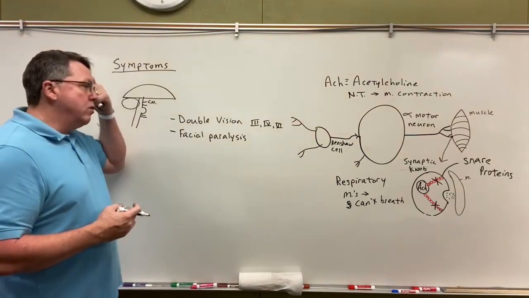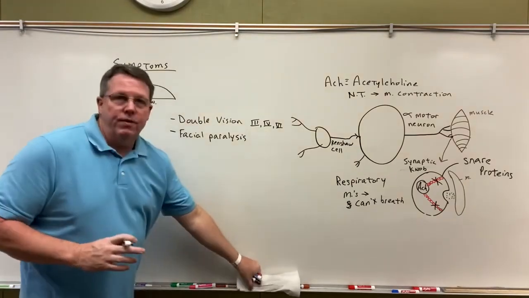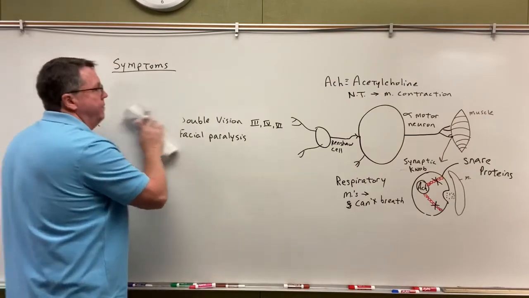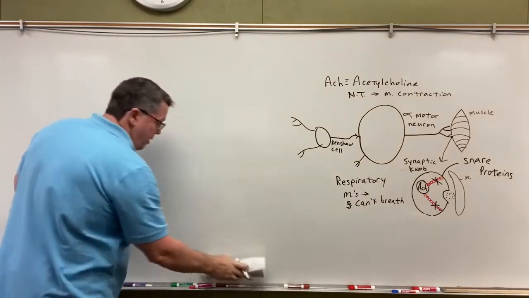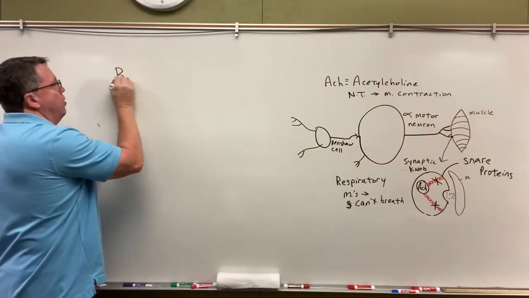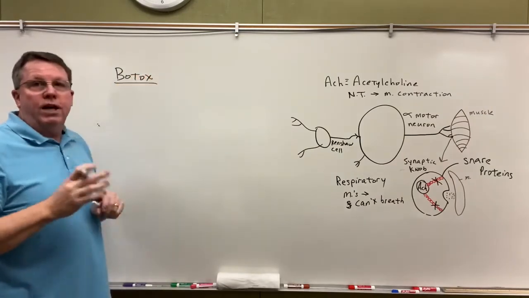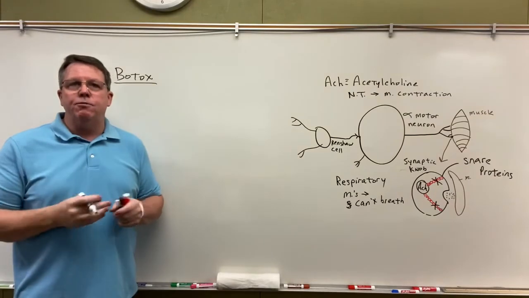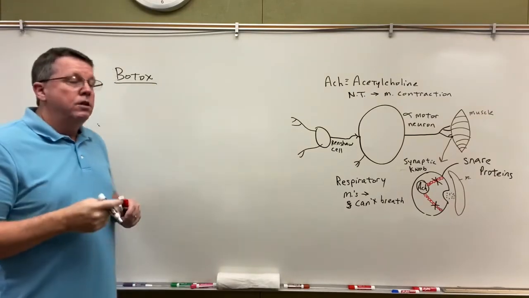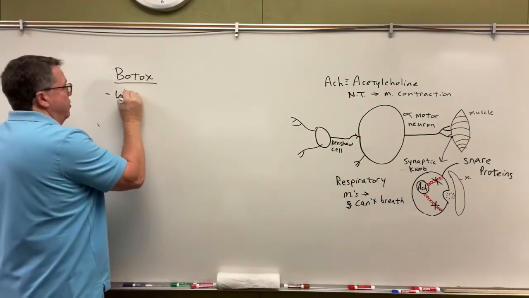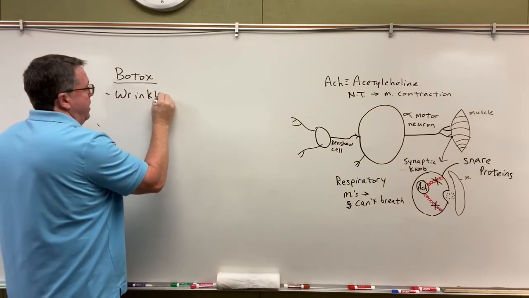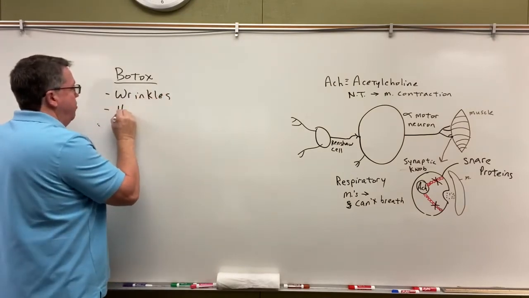Now, what are some uses for this? Some people know this already, and some don't. But botulism toxin is used in Botox. Botox is the cosmetic injection that you've probably heard of that helps with wrinkles. So here are some uses for it. Let me put wrinkles first, because we've already mentioned it.